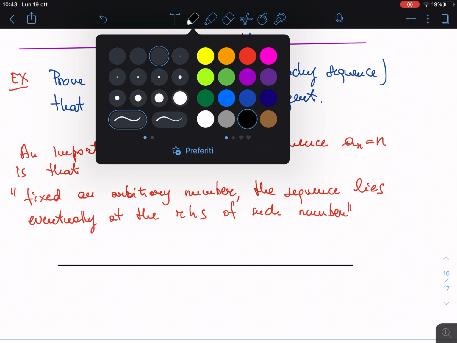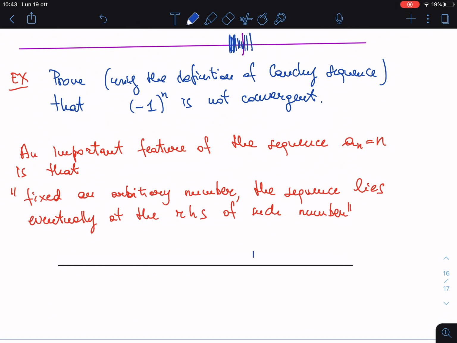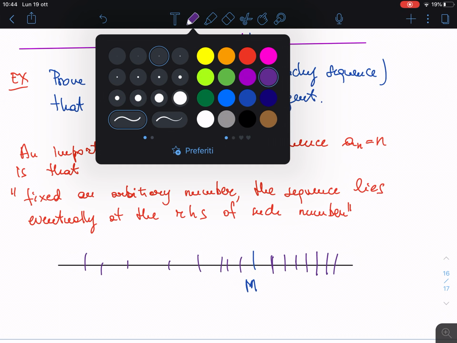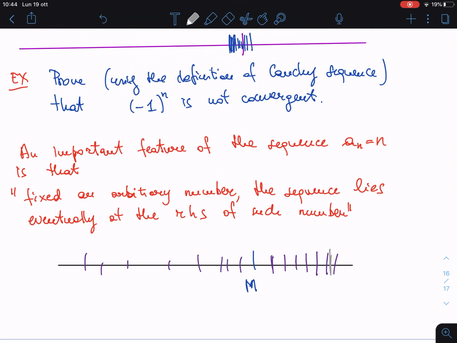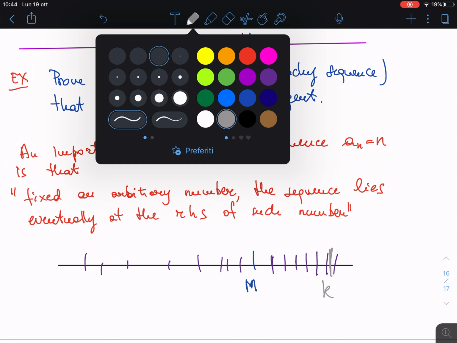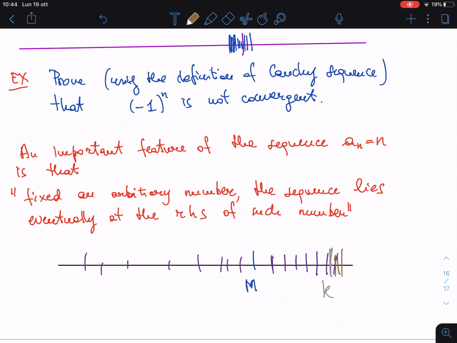So what happens is that you fix some m, and at the beginning of the sequence, you are here at the left-hand side. But at some point, it remains always beyond m. Then you fix another k here, and again, eventually, after some n bar, the sequence lies also beyond this k, and so on and so on. So this is the important feature I want to fix.